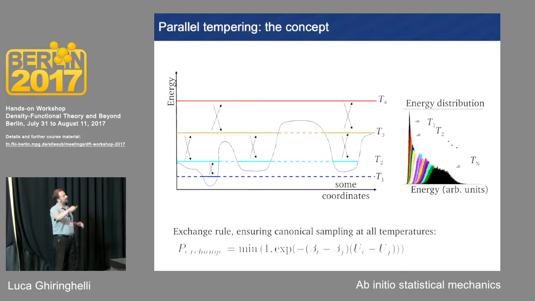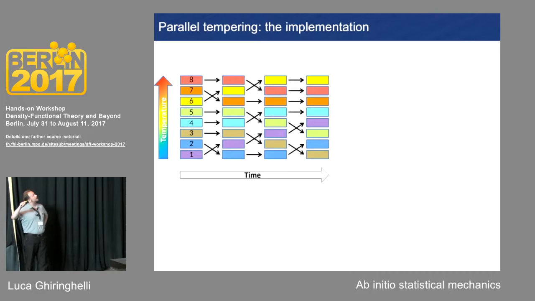It depends on the difference in energy between the two configurations that you want to swap, and the difference in inverse temperatures. If you do this over and over, you get a sampling at all temperatures. So these would be different simulations. It can be molecular dynamics, or other schemes like Monte Carlo, that we don't cover in this course. You will see kinetic Monte Carlo, but it's not exactly the same.